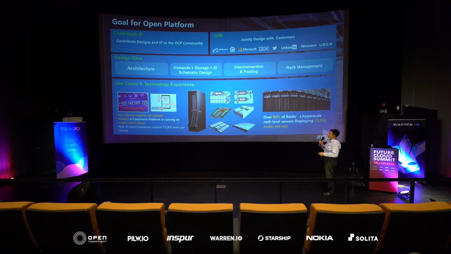Based on those use cases, we build the design base, covering the architecture, compute, storage, and AI schematic design. We also build for interconnection pooling and rack management. Based on that, we can contribute some of the designs to the OCP community. But if a customer has a special requirement, we can use JDM, the joint design method, to help the customer based on their detailed and real requirements.